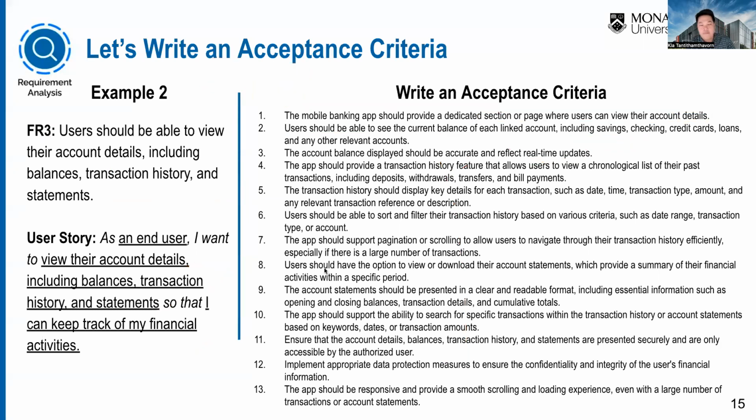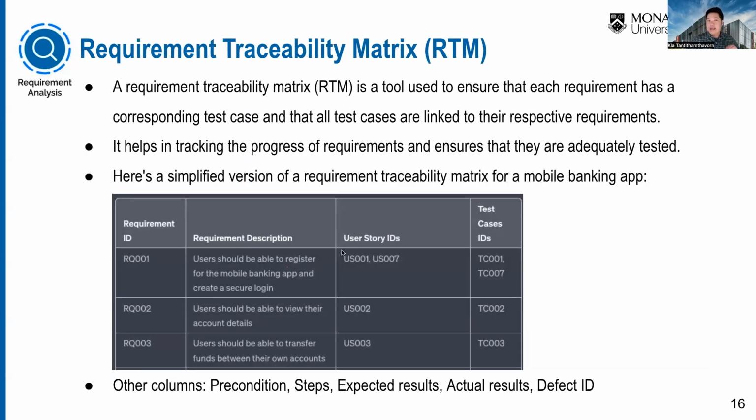Once you come up with this acceptance criteria, then we need to decide the test cases. How can we know whether we have already decided the test cases for all of the requirements or not, right? So that's why sometimes we need the requirement traceability matrix. It is used to ensure that each requirement has corresponding test cases so that all test cases are linked to their respective requirements. Everything is connected together. It has a relationship, and then we know whether this test case passed or not, and whether the requirement is met or not as well, right? And this is just a simplified version of the requirement traceability matrix for the mobile banking application, as I mentioned before. So this is just an example, right?